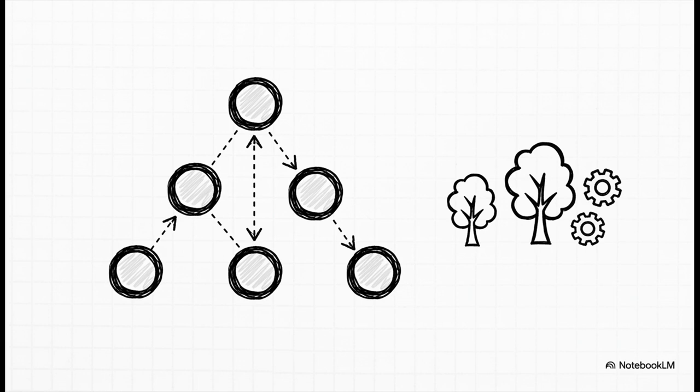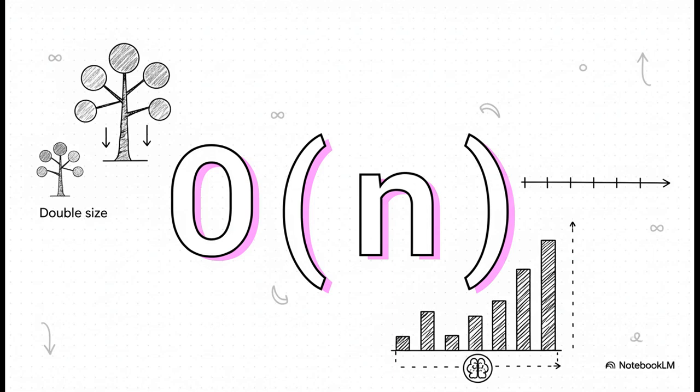Our DP algorithms are built on a depth-first search, a DFS. And in any DFS on a tree, you travel down each edge once, and then you travel back up that same edge once. That's it. The total number of operations is directly proportional to the number of nodes. This gives us a linear time complexity, O(n). All that means is if you double the size of the tree, you basically just double the work.